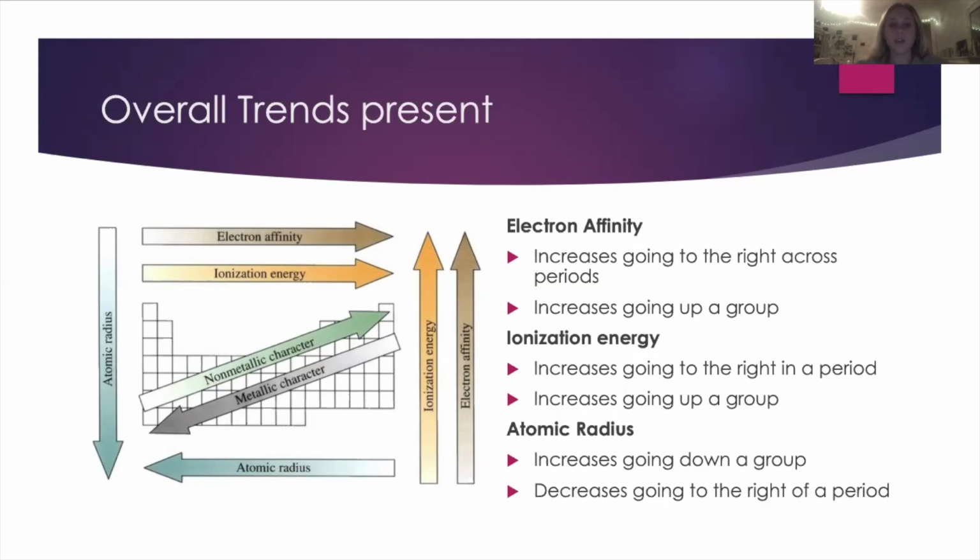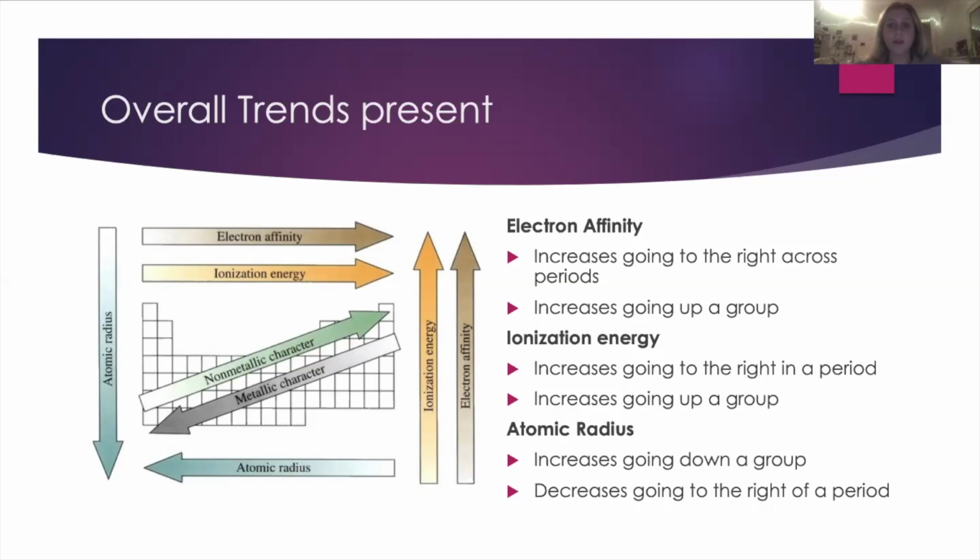Some key overall trends that are present within the periodic table that won't be discussed today are ionization energy and the atomic radius. The ionization energy increases as you go from left to right and from down to up. As the ionization energy increases in strength, you can imagine electrons being pulled closer into the nucleus. As for the atomic radius, this goes in the opposite direction, as it increases going from left to right and from up to down.